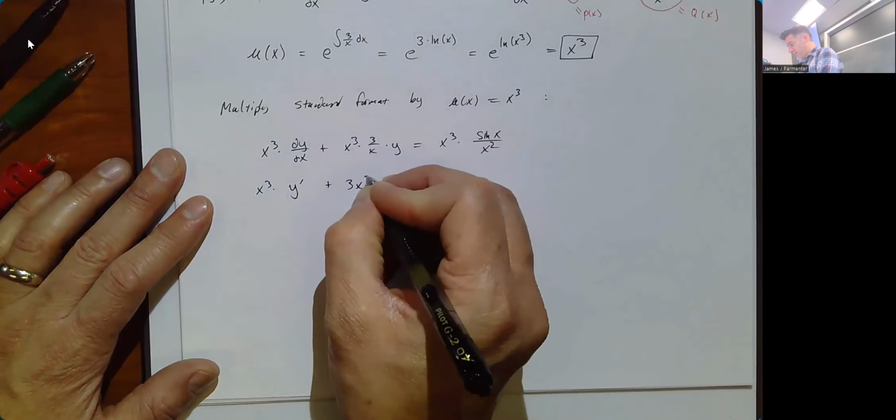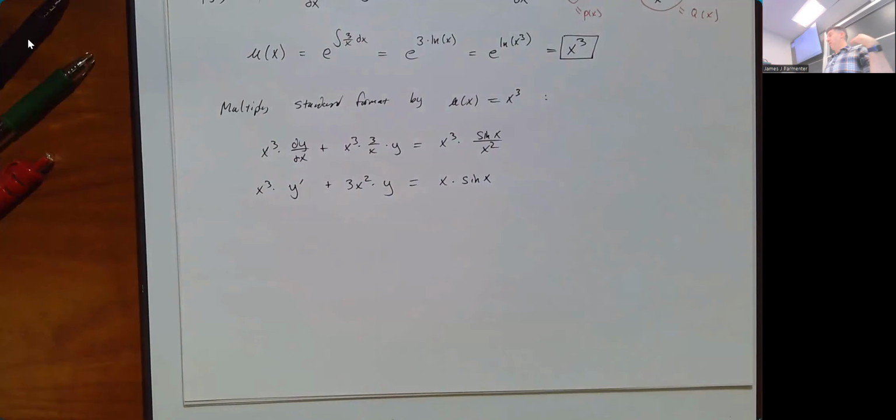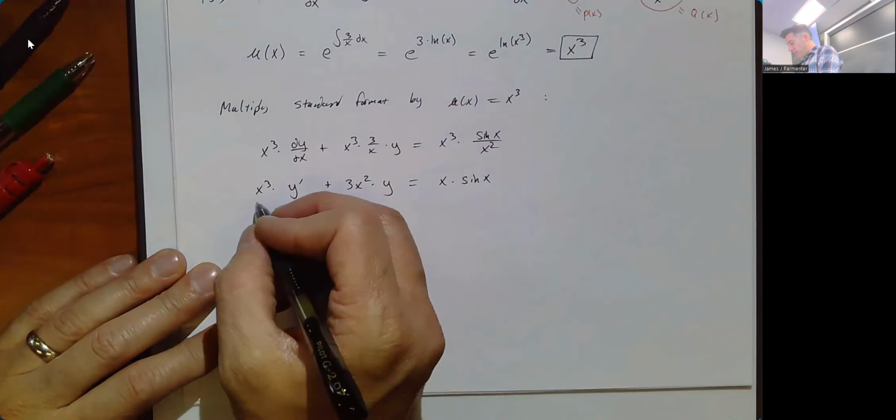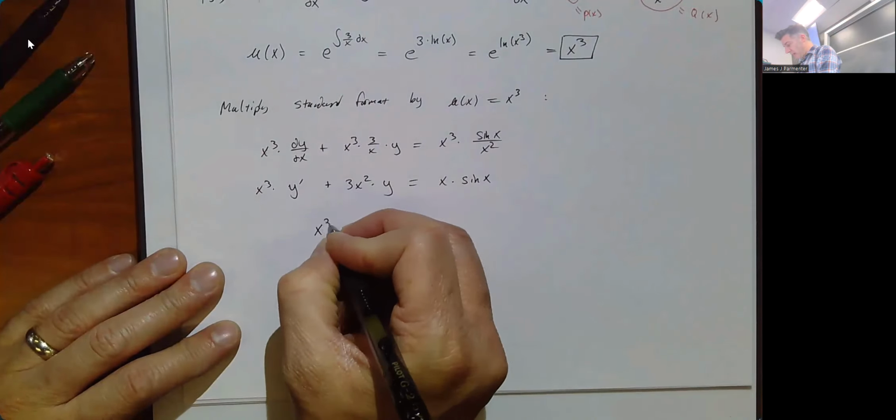One thing I like about this example is I think it's pretty obvious the left-hand side really is a product rule derivative. I think we can see that, oh yeah, this here is just the derivative of x cubed times y. Take the derivative of x cubed times y, you get 3x squared times y plus x cubed times the derivative of y. So that all there is the same as that. The right-hand side hasn't changed. But then we integrate both sides, and we get x cubed times y equal to the antiderivative of x times sine of x.